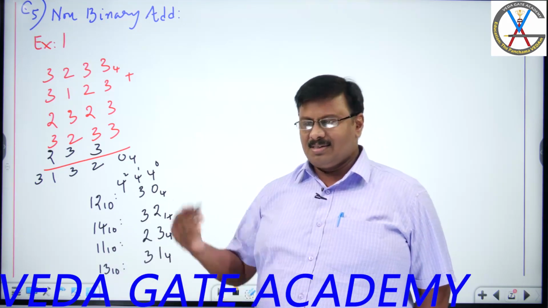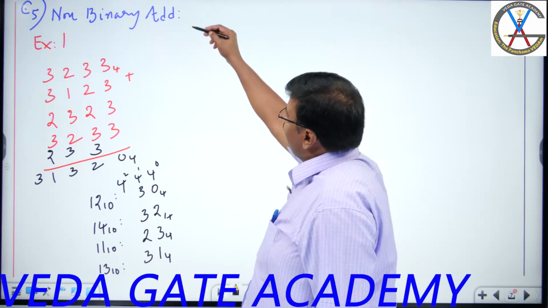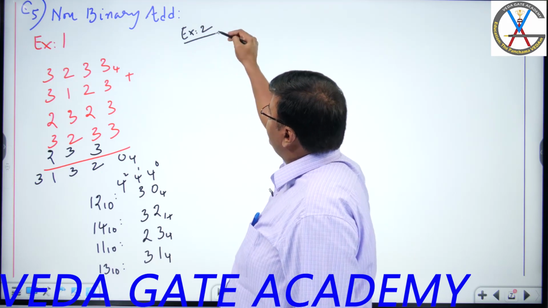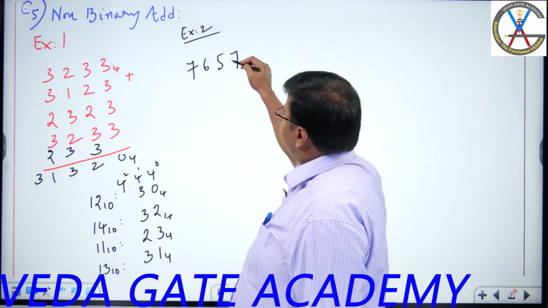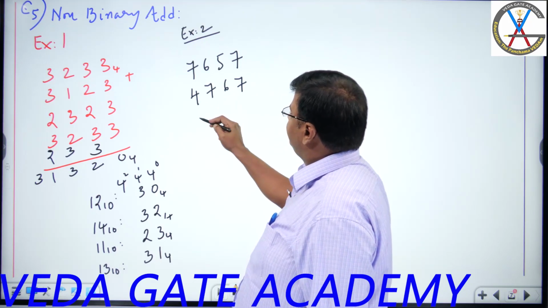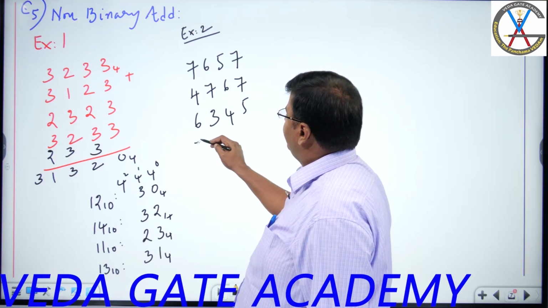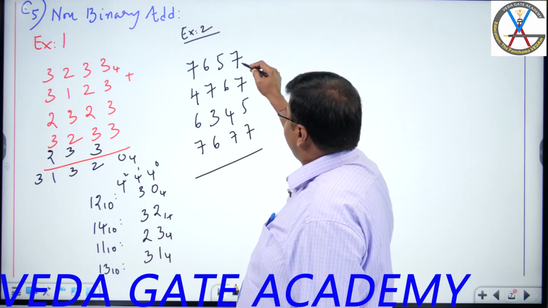In a similar way, let us see octal and hexadecimal even. Here is example 2, octal addition: 76, 57, 47, 67, 63, 45, 76, 77. Adding base 8 values.